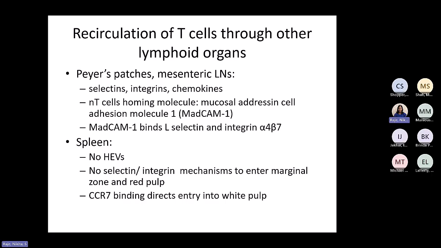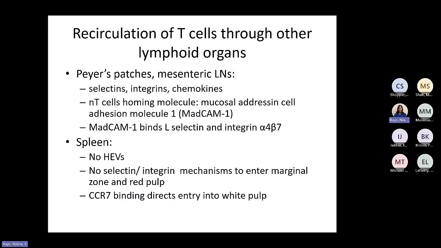All right, talking about recirculation of T cells through other lymphoid organs. So we talked about lymph nodes. Now, for other lymphoid organs, we are just going to talk about the differences. For example, for Peyer's patches or mesenteric lymph nodes, the lymphoid tissue in the GI tract, the movement of the cells is pretty similar: selectins binding to selectin ligands, integrins binding to integrin ligands, chemokines binding to the chemokine receptors. But the difference is that homing to the GI tract involves particular adhesion molecules.